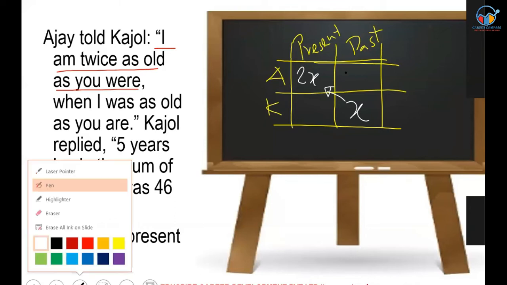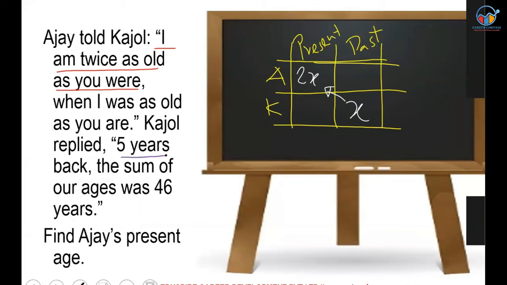Now, if I read Kajol's statement on the one side, they have said 5 years back, the sum of their ages was 46. So during the last 5 years, each of them has become 5 years older. So the sum of the ages must have increased by 10 years. Hence, the current sum of ages must be 56. So can I say that Kajol's present age will be 56 minus 2x? Because Ajay's present age is 2x and the sum of present ages must be 56.